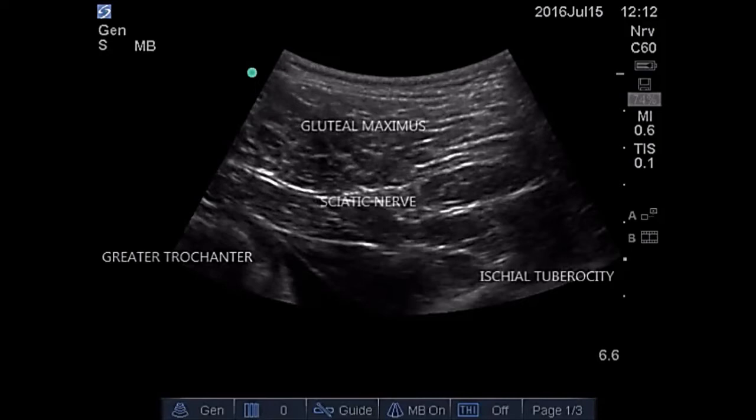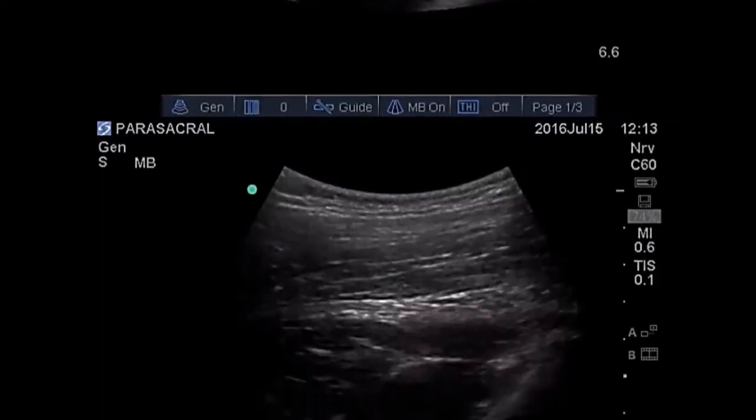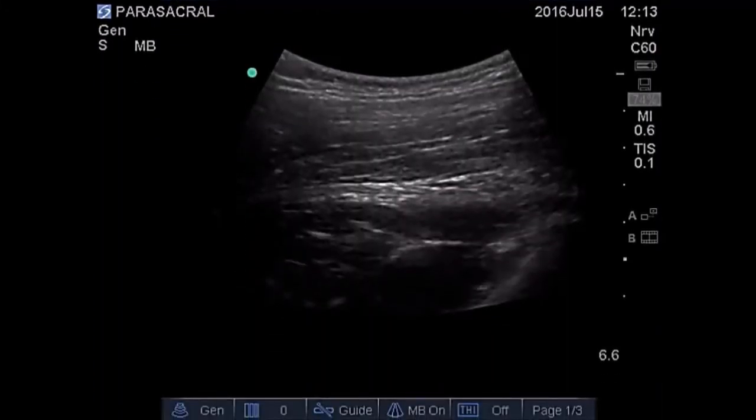At the subgluteal level, the sciatic nerve is positioned between the long head of the biceps femoris muscle and the posterior surface of the adductor magnus. After screening, one can rotate the probe to lie parallel to the course of the sciatic nerve to visualize it on the long axis. Let's see the screening video.